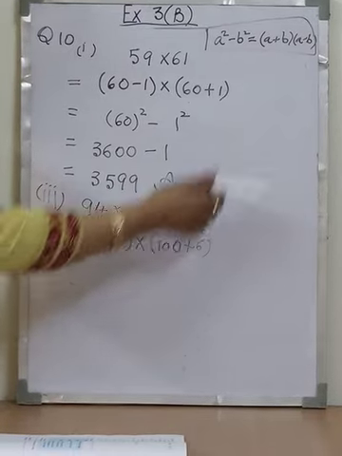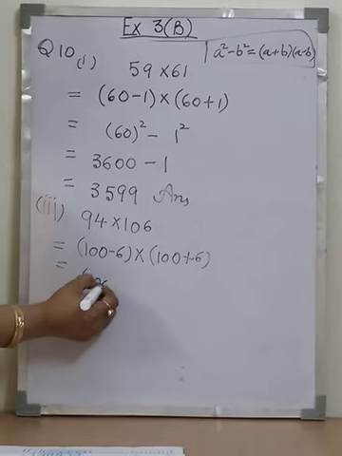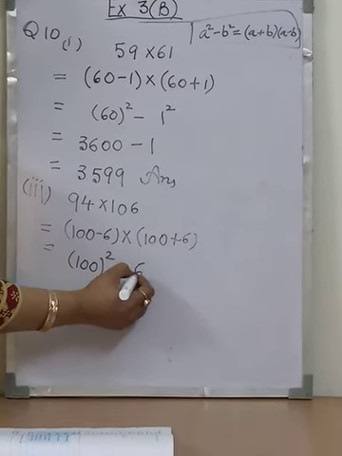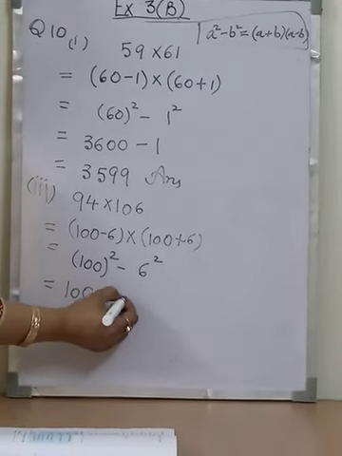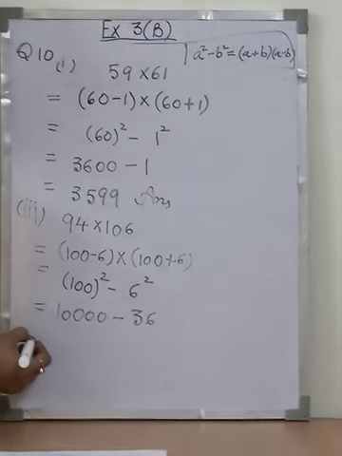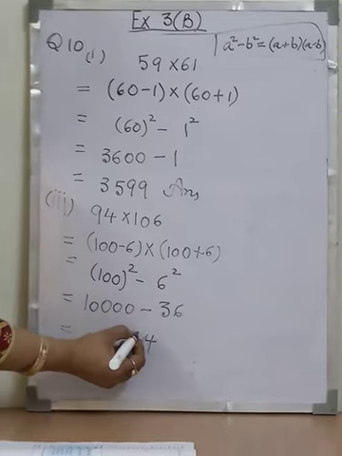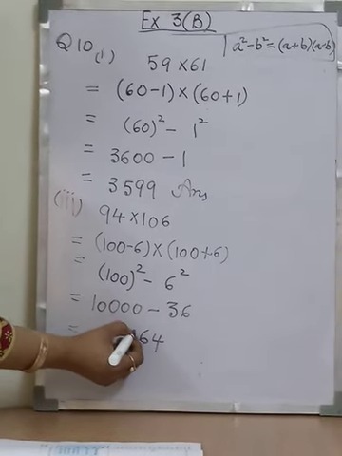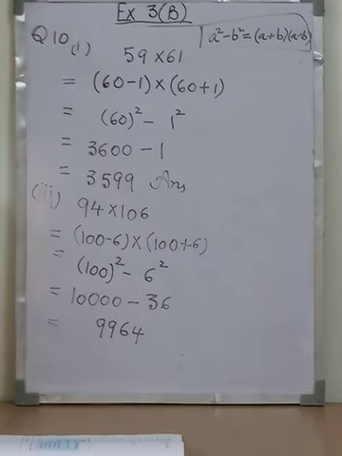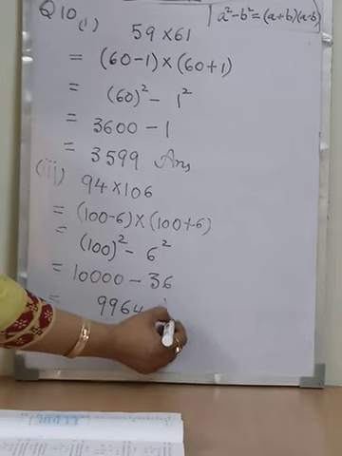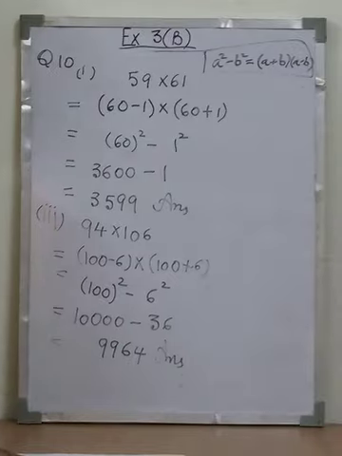Now a plus b and a minus b, apply the identity a square minus b square. So that becomes 100 square minus 6 square. 100 square is 10,000. 6 square is 36. 10 minus 6 will give you 4. 9 left. 9 minus 3 will give you 6. 9 again and 9. So what will we get? 9,964. This is the answer for the third one. Hope this way you can complete question number 10.